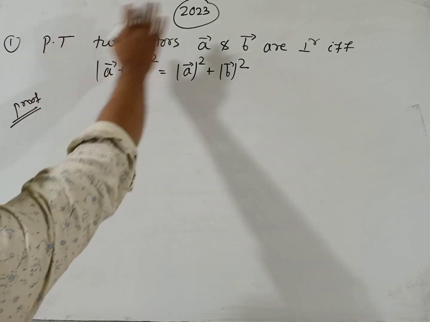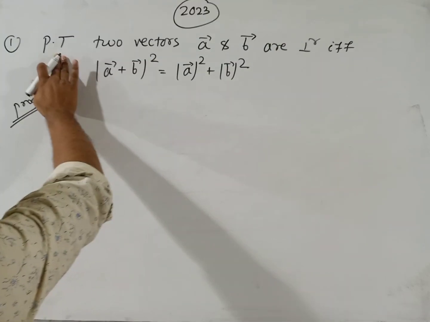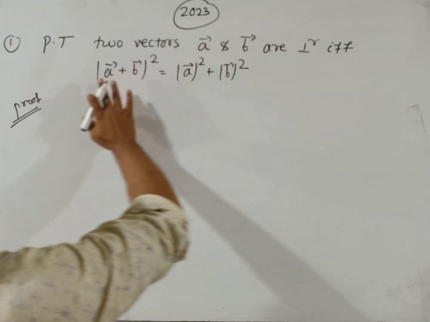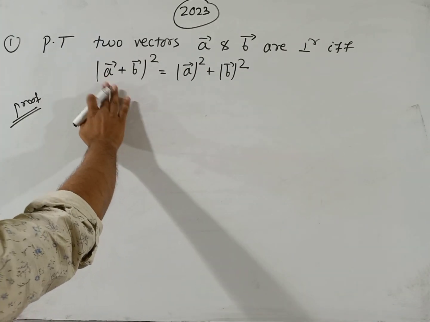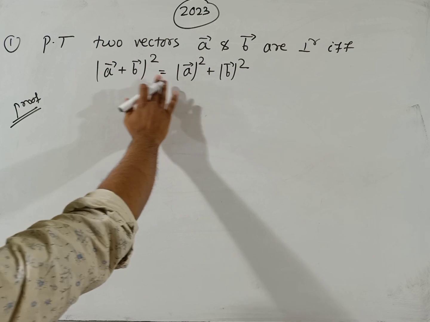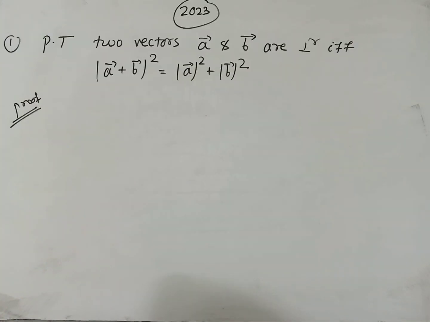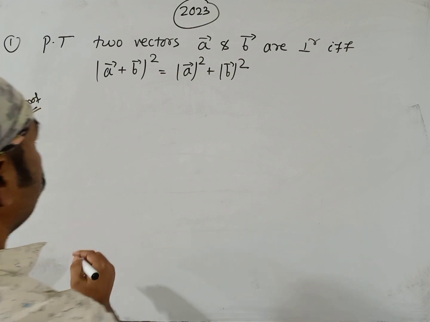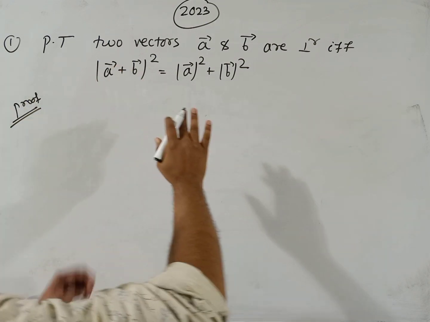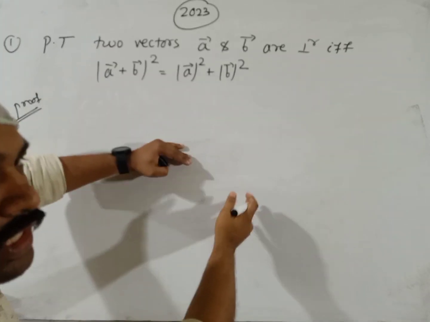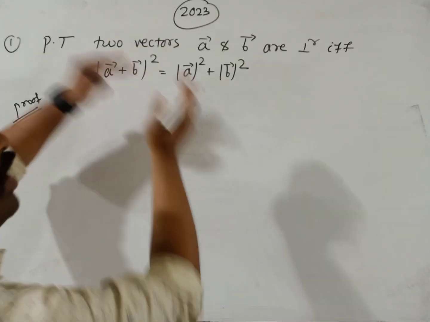Question number 1 from the year 2023: prove that two vectors A vector and B vector are perpendicular if and only if the square of magnitude of the sum of A vector and B vector is equal to the square of magnitude of A vector added with the square of magnitude of B vector. First of all, we have to prove this problem from both sides, from left hand side data to right hand side data and from right hand side data to left hand side data.